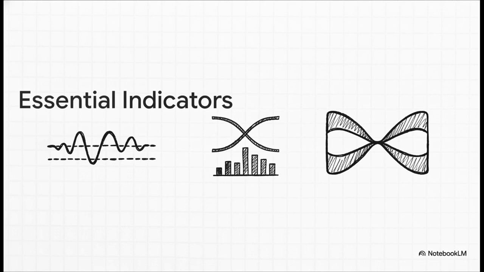So, to keep things clean and avoid that indicator soup we talked about, we're going to look at just 3 highly respected essential indicators: the Relative Strength Index, the MACD, and Bollinger Bands. By sticking to just a few trusted tools, we prevent overanalysis paralysis and keep our charts perfectly readable. Let's take a look at them.